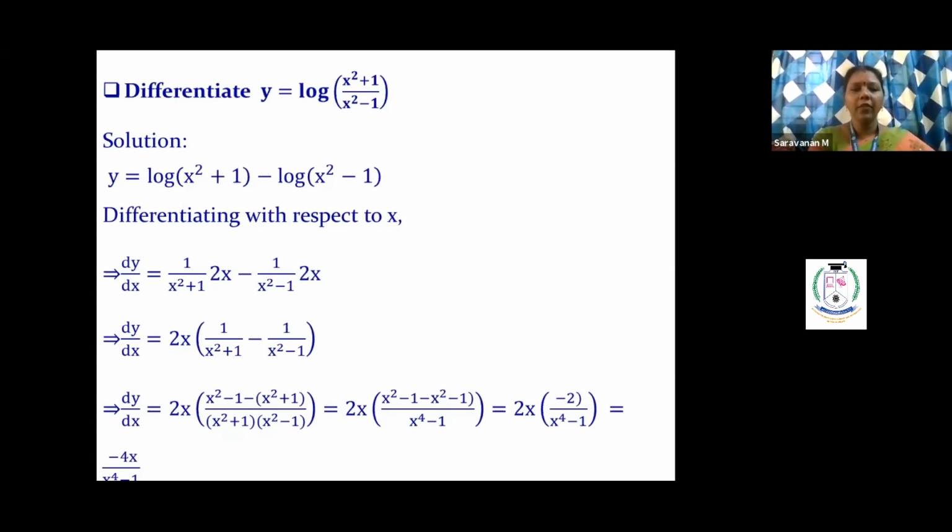Okay. Now differentiating with respect to x. We didn't apply log. So y is as it is. We are just applying the logarithmic rule because in the question itself we are having log. Okay. So y is equal to log of x squared plus 1 minus log of x squared minus 1. Differentiating with respect to x. Right. So what will you get?